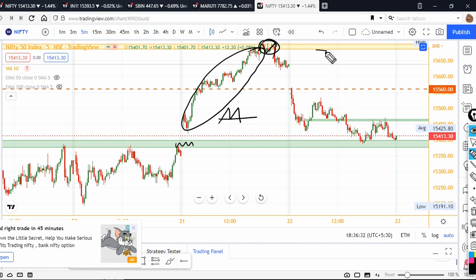So it went perfectly fine. It went up to the key level which I expected it to reach. It reversed from the key level, forming that exact pattern which I told you. Today also it followed from the exact area which I updated in the YouTube channel and Telegram channel. Now let us see what can happen tomorrow.